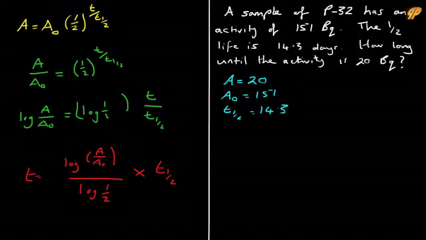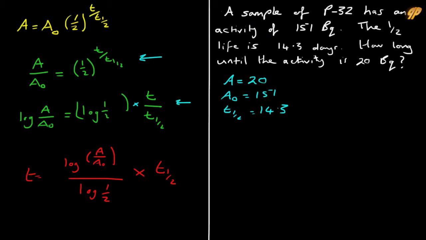So quite simply, we use the equations on the left, we rearrange to leave the power on its own again, as shown here. We log both sides. This brings the power out, so we get log A over A naught equals log a half multiplied by time divided by time a half, just here. Then we rearrange to get T equals log A over A naught divided by log 0.5 times T a half.